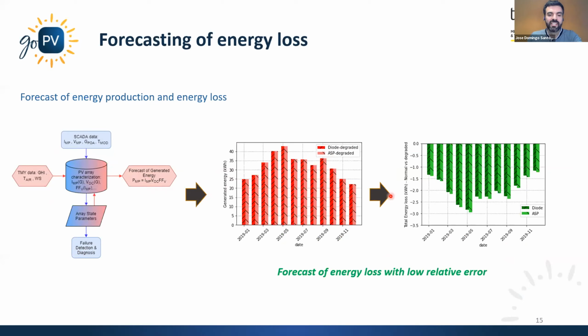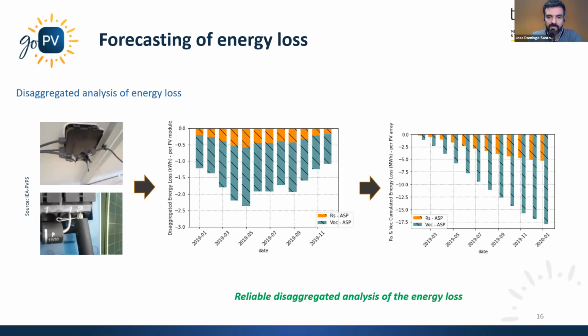We have checked the reliability of this procedure by using a synthetic dataset simulating different failure modes with a standard diode model. Here you can see the comparison. The obtained results show a relative error of our ISP approach of less than 1% for the energy production, and a relative error of less than 5% for the energy loss forecast.